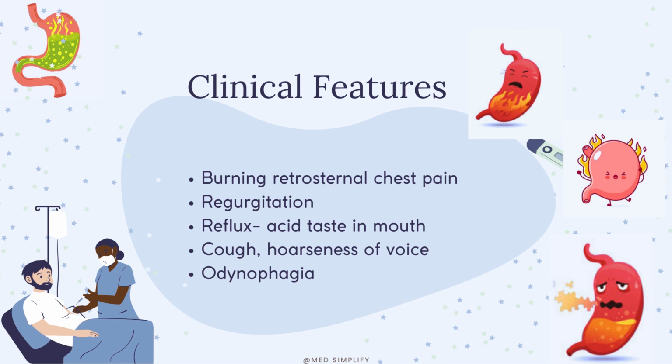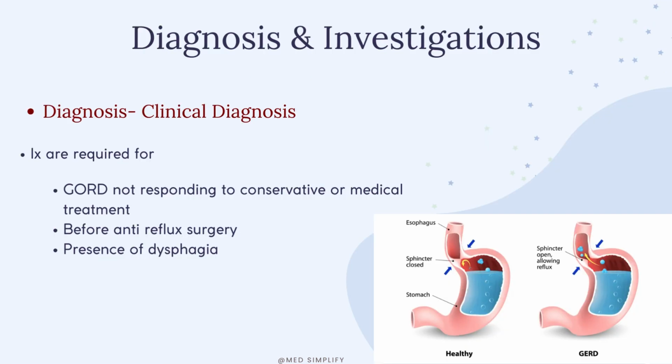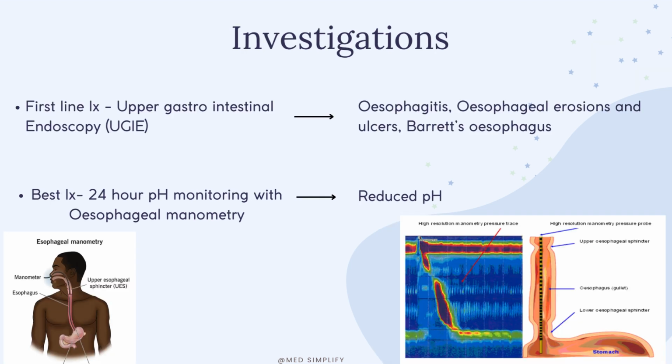Clinical features: burning retrosternal chest pain, regurgitation, reflux, acid taste in the mouth, cough and hoarseness of voice due to laryngeal irritation, and odynophagia. Diagnosis is clinical. Investigations are required for gastroesophageal reflux disease not responding to conservative or medical treatment, before anti-reflux surgery, and in the presence of dysphagia. First-line investigation is upper gastrointestinal endoscopy.